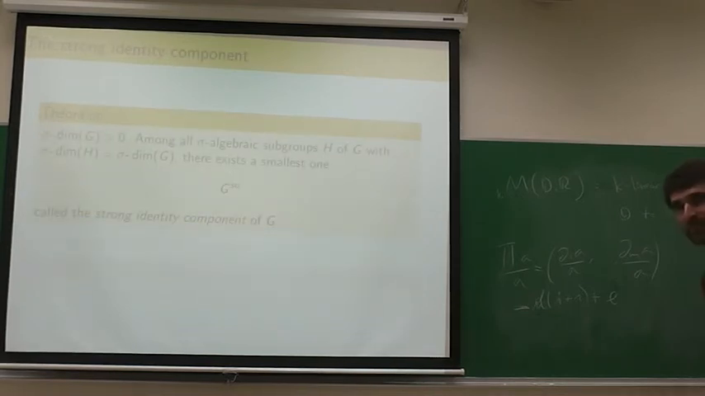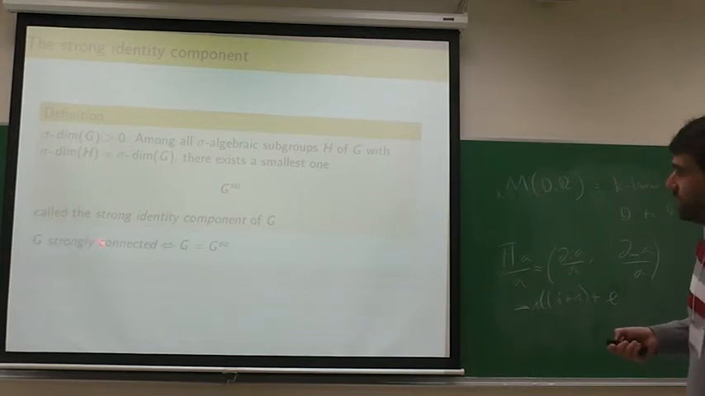Okay, now we come to the strong identity component. You have a difference algebraic group of positive dimension, and one can show that among all difference algebraic subgroups which have the same difference dimension, there exists a unique smallest one. It's denoted like that, and it's called the strong identity component. The proof of this statement uses the dimension theorem we had before, and it also uses the finiteness theorem from a few slides before. And then you say that this group is strongly connected if it's equal to its strong identity component.